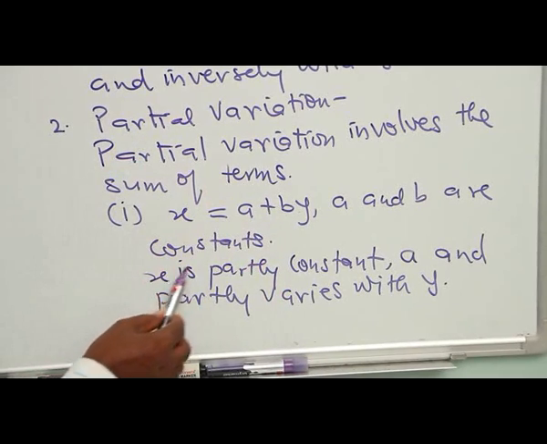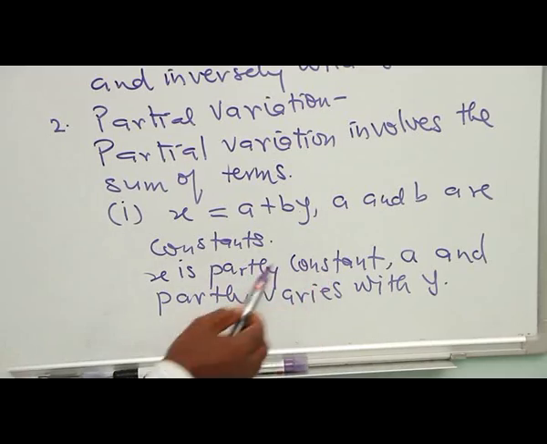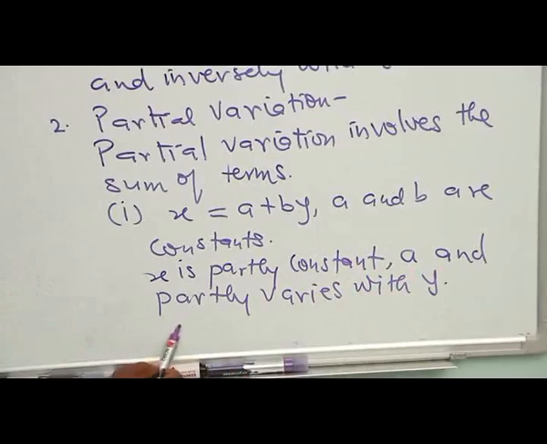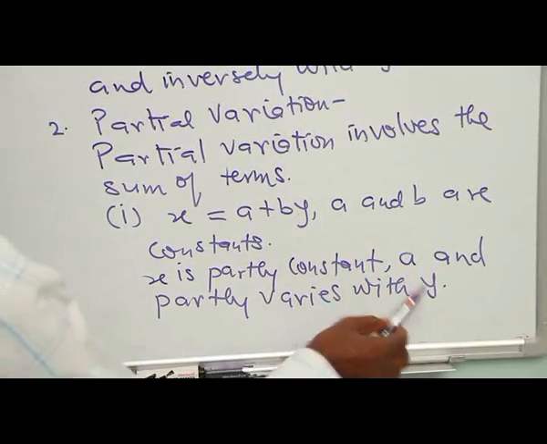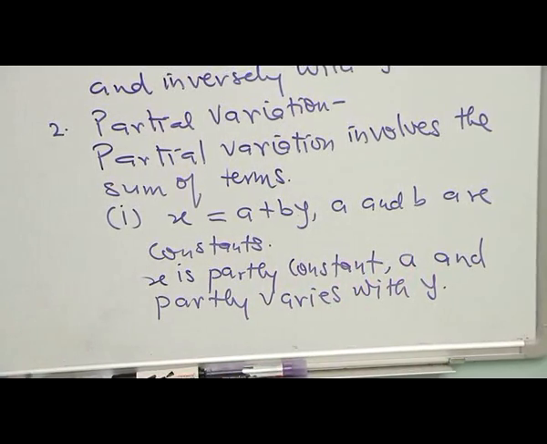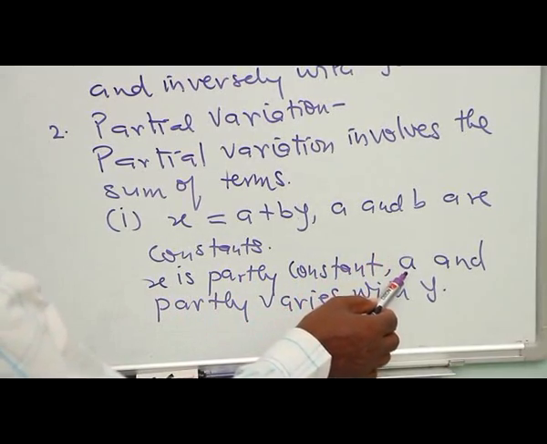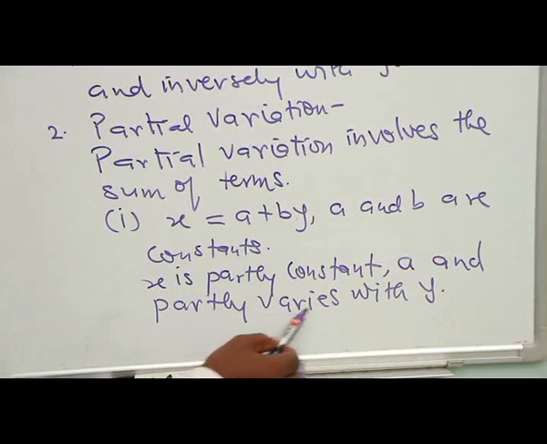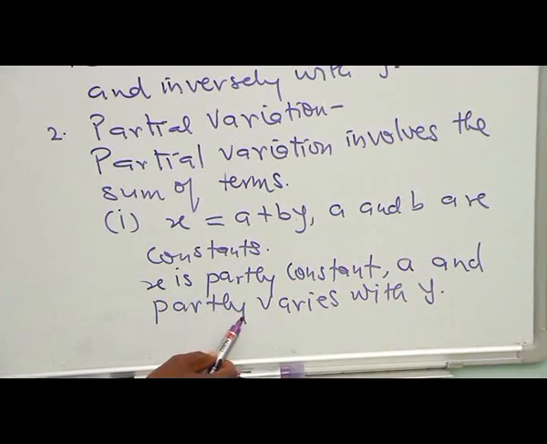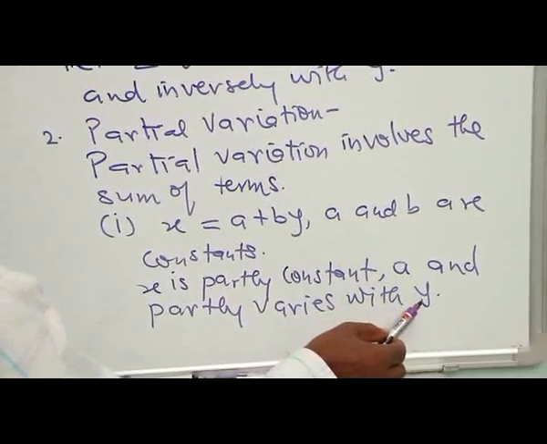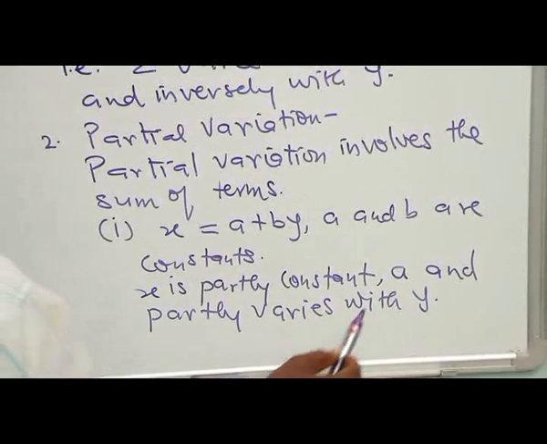We can read this as S is partly constant, A, and partly varies with Y. Take note, S is partly constant, that is the A there, and partly varies with Y. It is the variation part that varies with Y. It is that one that carries another constant.